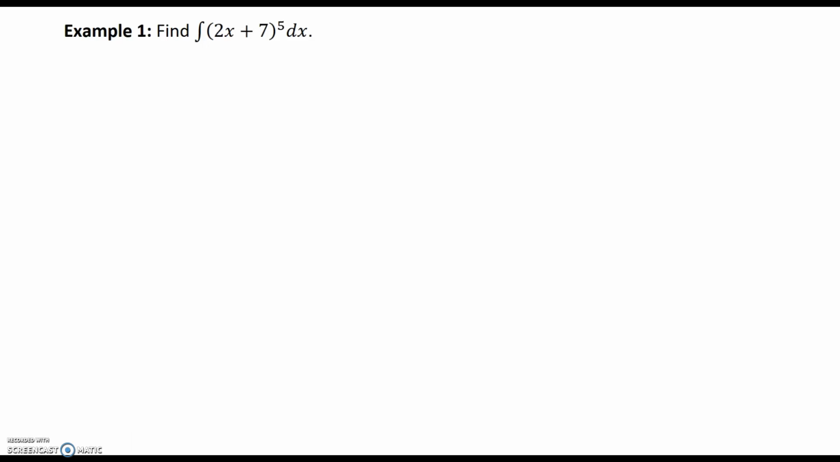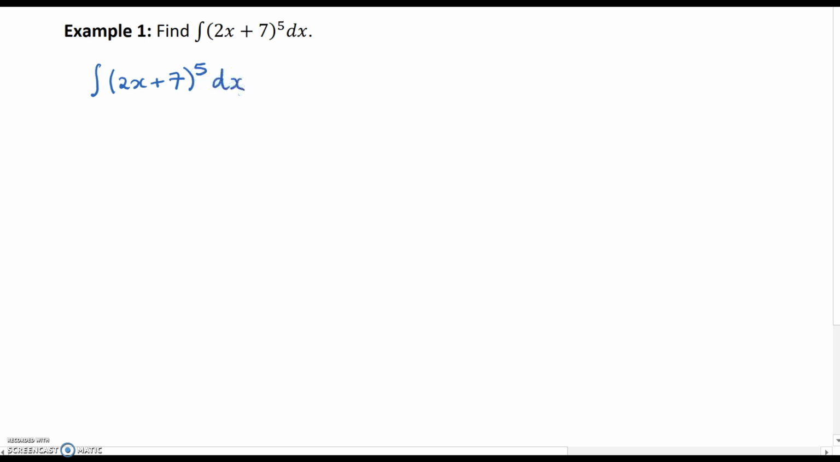This is the first example that I've done of U-substitution for integration. It's indefinite. There are no limits on the integration, which makes our work a little bit easier. So the reason we're going to use U-substitution for this example is because we have a power on parentheses.